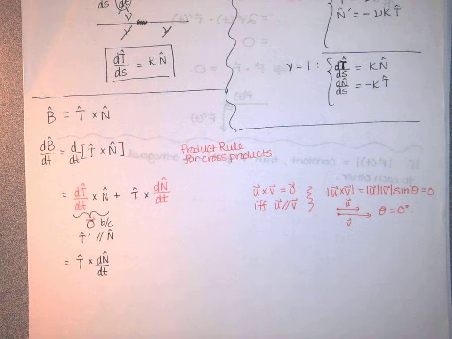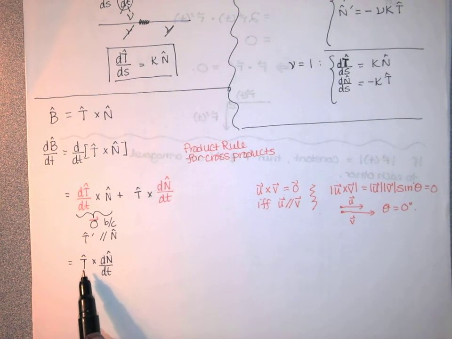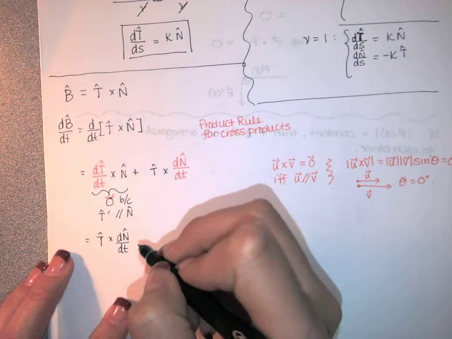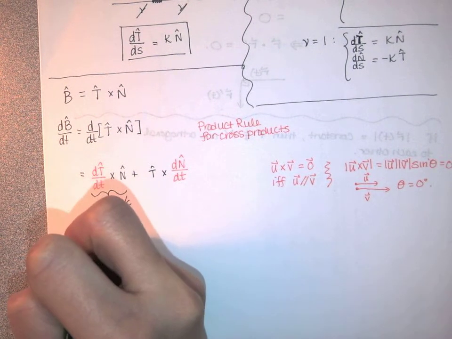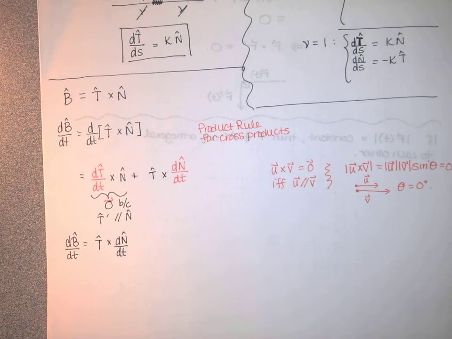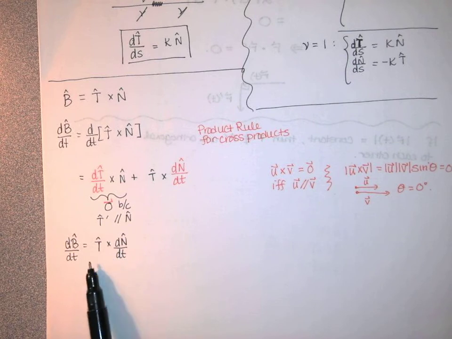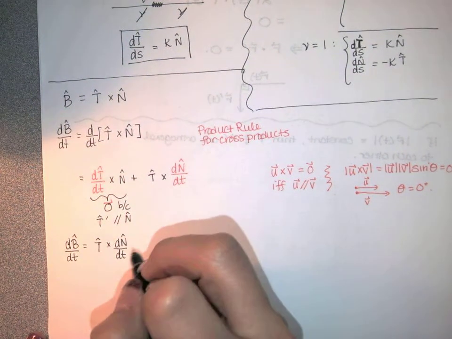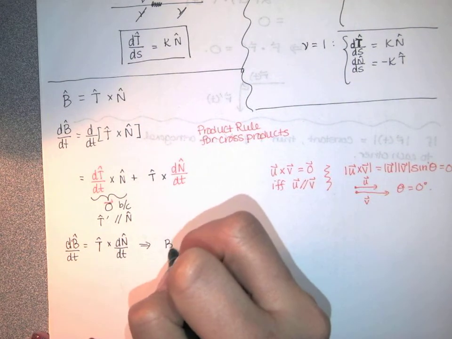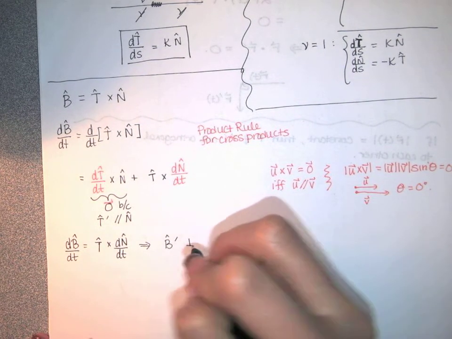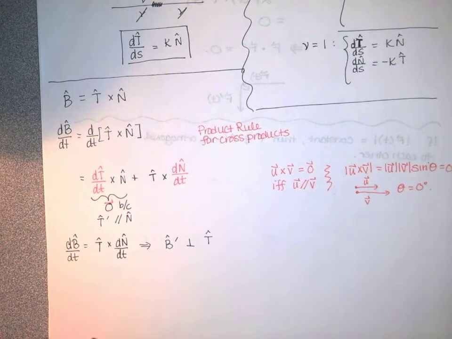So the derivative of b hat in general is the cross product of t hat with n hat prime, or the derivative of n hat with respect to t. And that tells us something. Now you might think we're just shifting symbols around and that this is not insightful at all, but it's actually very insightful. Remember what we know about the cross product. The cross product of two vectors is always perpendicular to both of them. So from this, I can infer that b hat prime, which I'm just going to denote that way now, is perpendicular or orthogonal, because we're talking about vectors, to t hat.